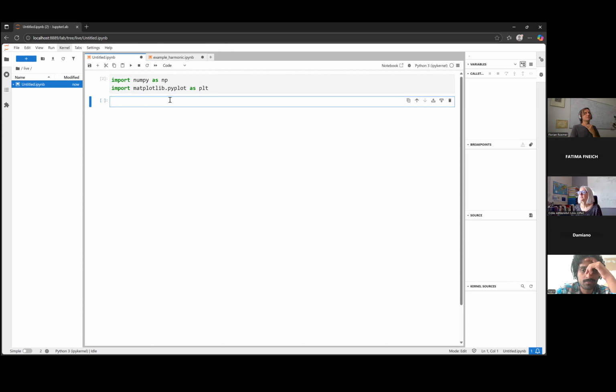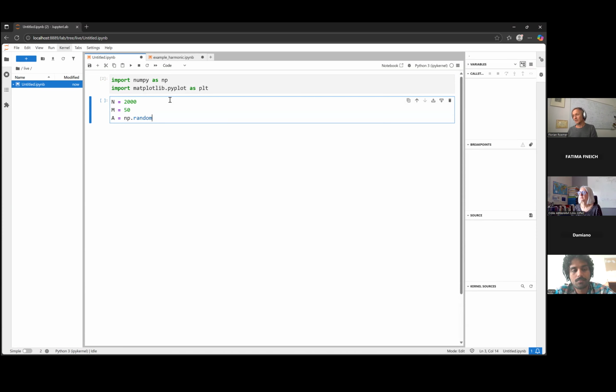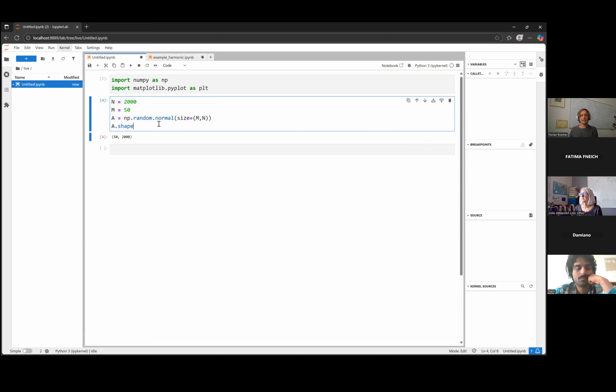Right, let's get started. Let's generate some data. So let's say we have 2,000 samples. We have 50 channels. And now let's just generate some random Gaussian data. You can do that through NumPy with random normal, which is going to give you zero mean, unit variance data of size m by n. Let's see if we did that right. Okay, it looks pretty okay. A is 50 by 2000.